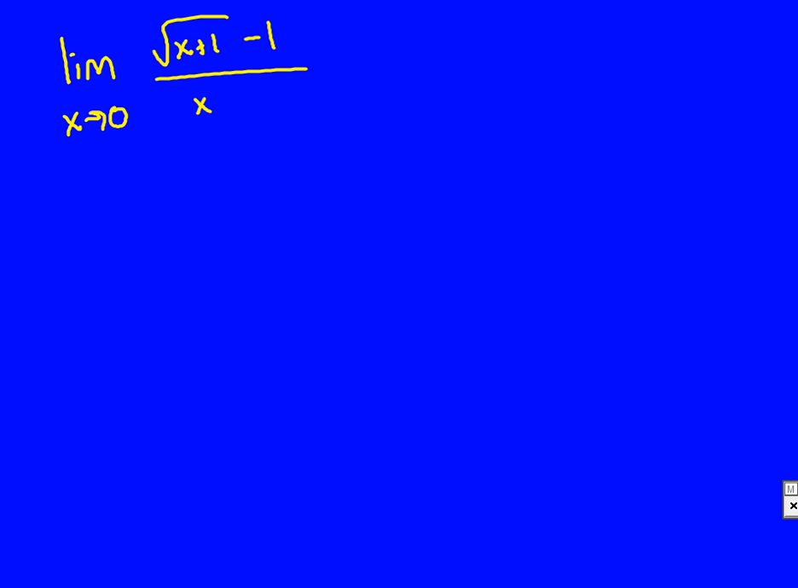Now what if I have to rationalize? This is what it looks like. So again, first step is to try to plug right in. When I plug in 0 here, I'll get the square root of 1, which is 1. Minus 1 is 0. And on the bottom is 0. So again, nothing that we like.